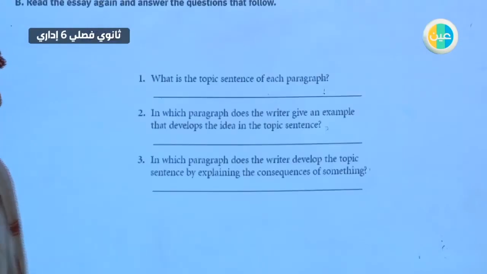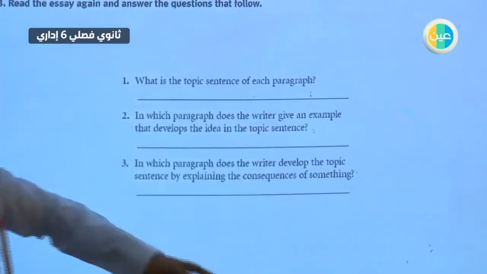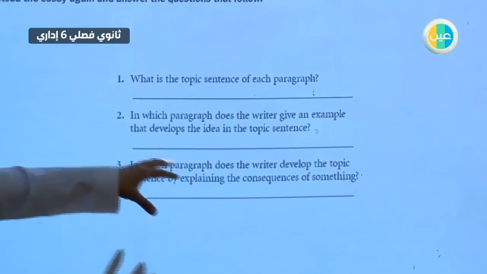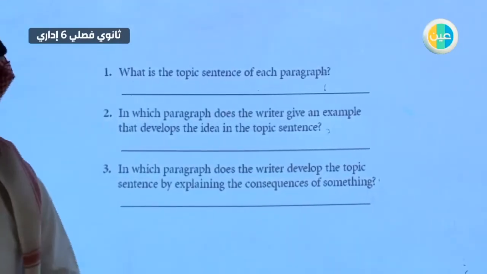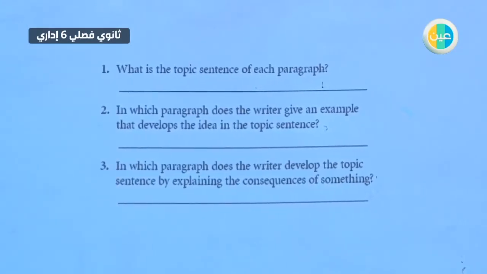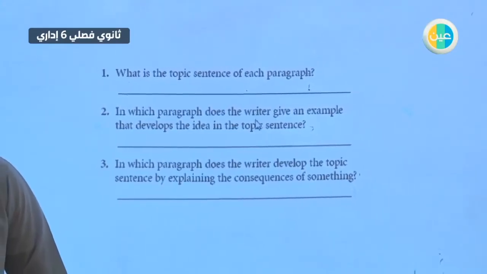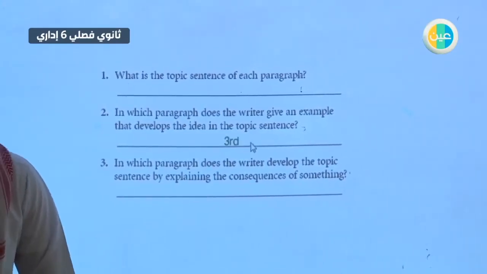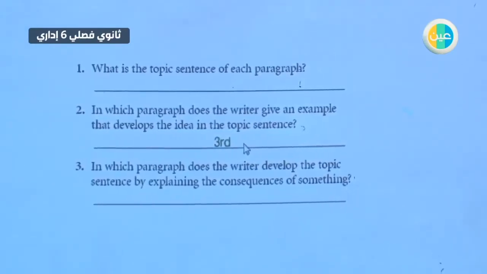So let's check the second question. In which paragraph does the writer give an example that develops the idea and the topic sentence? In which part of the text did the writer develop his idea in the topic sentence, guys? The third paragraph. The first one, the second one, the third one. The third one is the answer.